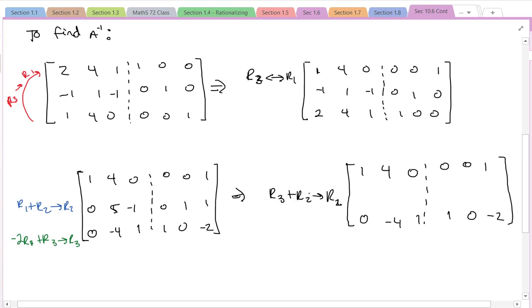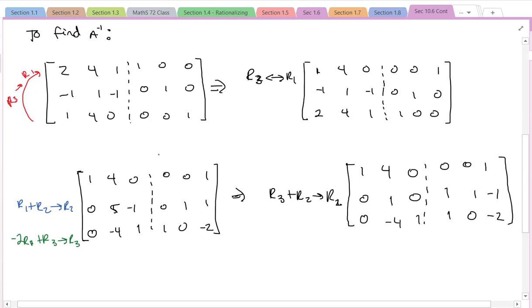So 0 plus 0 is 0. -4 plus 5 is 1. 1 plus -1 is 0. And then 1 plus 0 is 1. 0 plus 1 is 1. -2 plus 1 is -1. And so this is my new row 2.